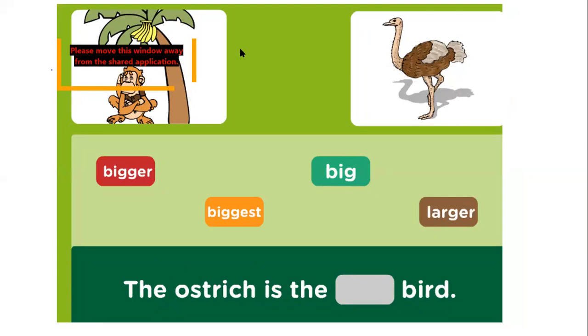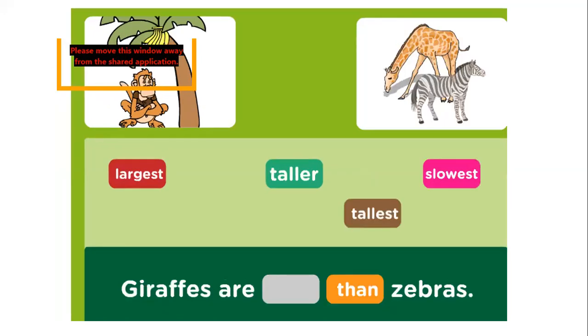Yalla. Yes. The ostrich is the bird. Bigger, biggest, big, or larger? From all of the birds, the ostrich is the what? Bigger. From all of the birds. We are comparing the ostrich with all of the group of birds. Biggest. Yes, excellent, Yaradai.